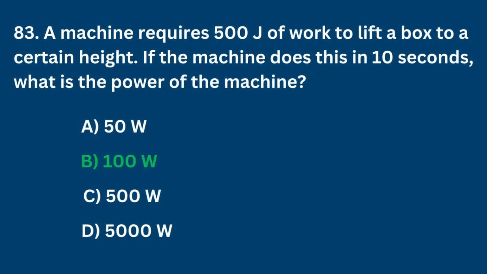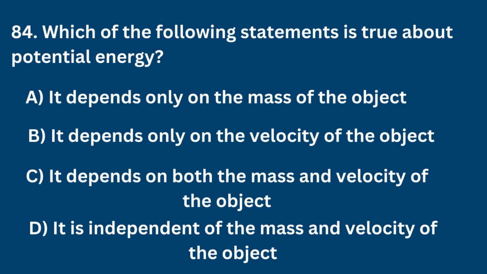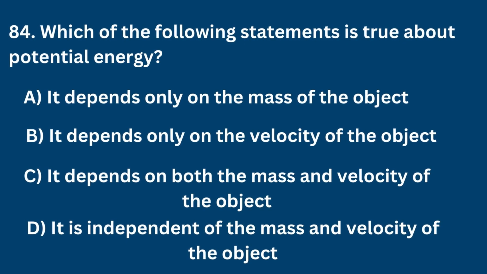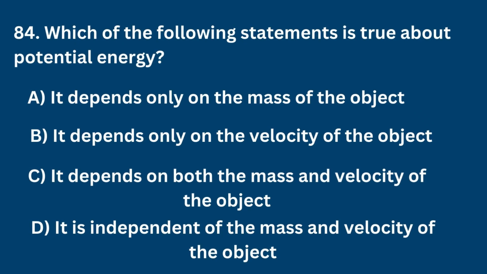Correct answer is D. It is independent of the mass and velocity of the object. Which of the following statements is true about potential energy? The options are A. It depends only on the mass of the object. B. It depends only on the velocity of the object. C. It depends on both the mass and velocity of the object. D. It is independent of the mass and velocity of the object.